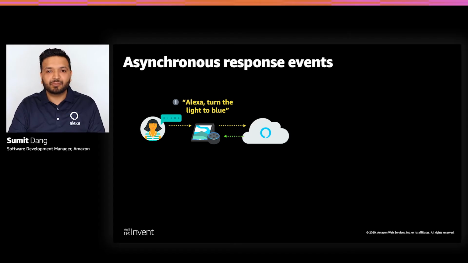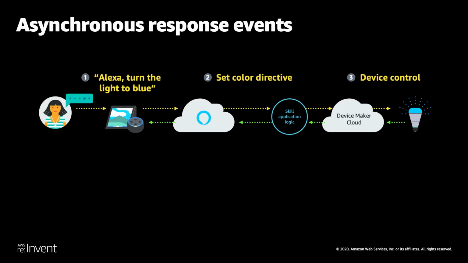Before we start debugging a smart home skill, let's quickly revisit a high-level user interaction with the device. Here, when user says, "Alexa, turn the light to blue," Amazon Cloud processes that request and triggers the set color directive for Lighthouse Sync. Lighthouse Sync will take the information from the set color directive and control the device in their cloud. Once done, Lighthouse Sync will send a response back to Alexa, and Alexa will then respond to the user.